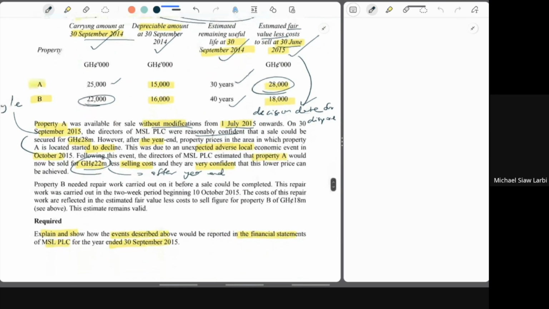Okay. How about property B? Property B needed some repair work carried out on it before a sale could be completed, right? This repair work was carried out in the 2-week period beginning 10th October 2015. When is October 15? Remember, our year end is 30th September 2015. So technically, they started 10 days after year end. That is when they started the repair work, right? The 2-week period beginning 10th October 2015.